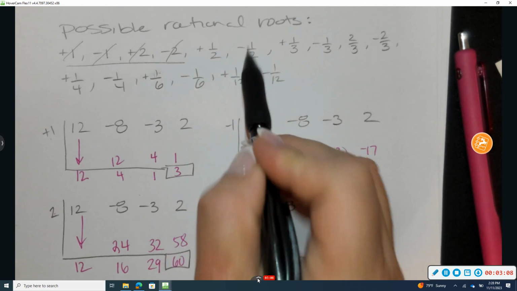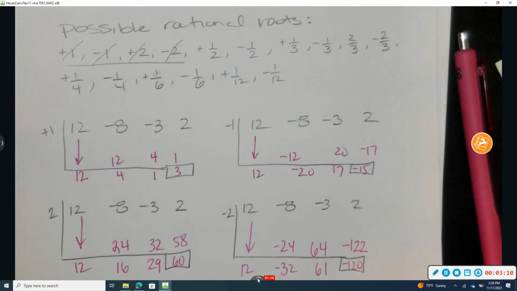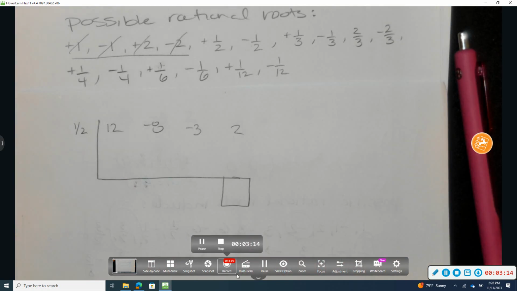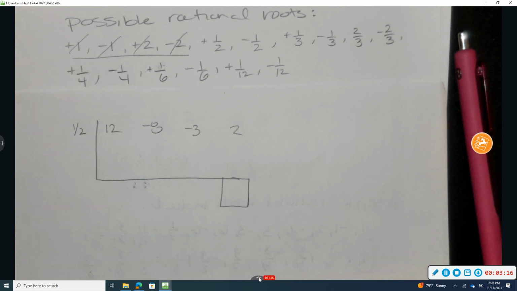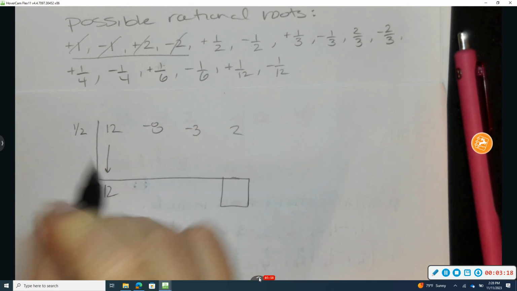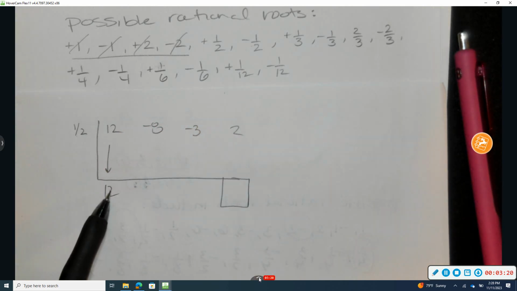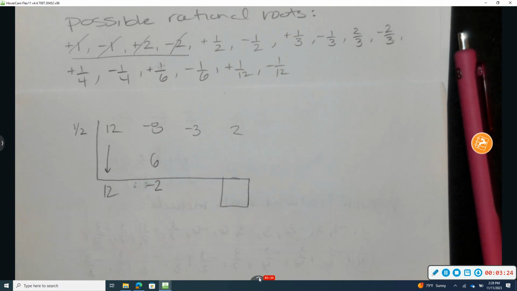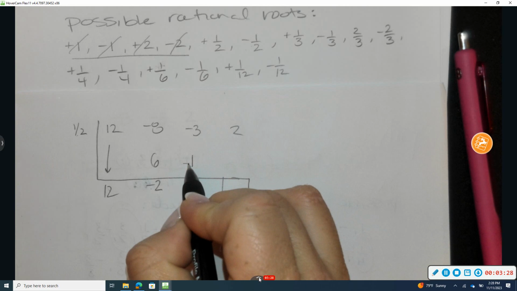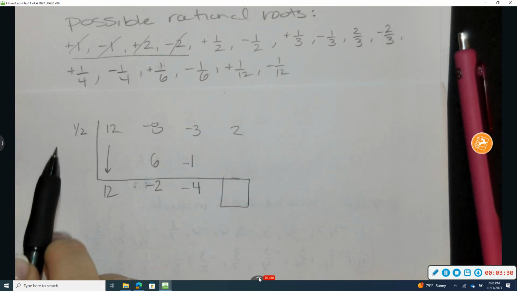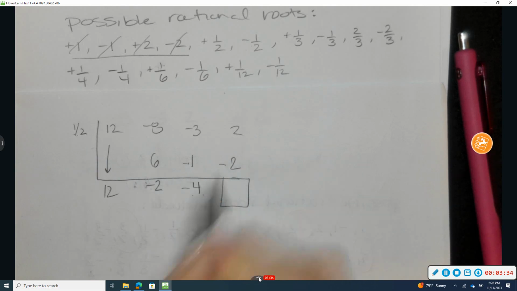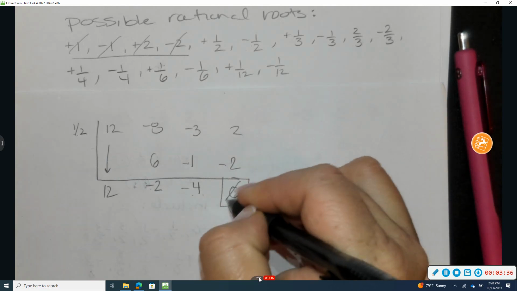I'm going to now try 1/2 and negative 1/2, which may not be pretty. All right, bear with me here as we go through this. We're going to drop down the first number. What is half of 12? Well, that's easy. Half of 12 is 6. Combine to get negative 2. Now, what's half of negative 2? Half of 2 is 1, and it's negative. I add down to get negative 4. What's half of negative 4? Half of 4 is 2, but when you multiply, it becomes negative. And now I combine to get 0.